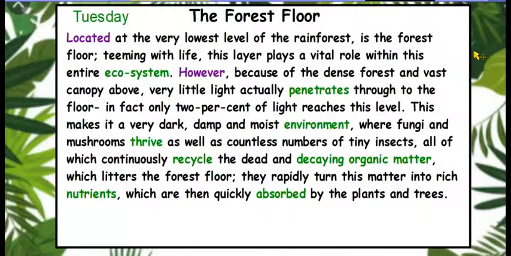However, because of the dense forest and vast canopy above, very little light actually penetrates through to the floor. In fact, only 2% of light reaches this level. This makes it a very dark, damp and moist environment where fungi and mushrooms thrive, as well as countless numbers of tiny insects, all of which continuously recycle the dead and decaying organic matter, which litters the forest floor. They rapidly turn this matter into rich nutrients, which are then quickly absorbed by the plants and the trees. And add on a sentence at the end here, then I'll put it in red so we can see it.